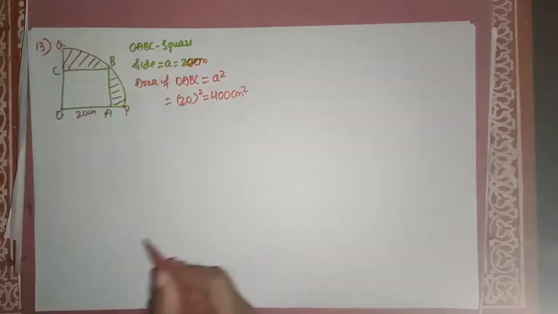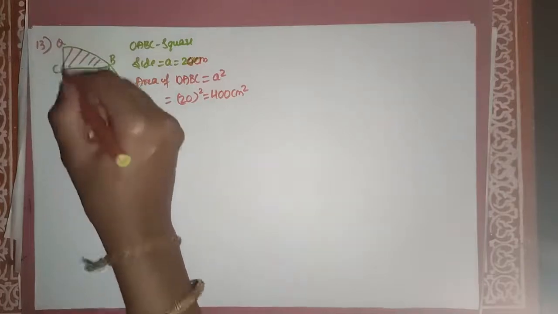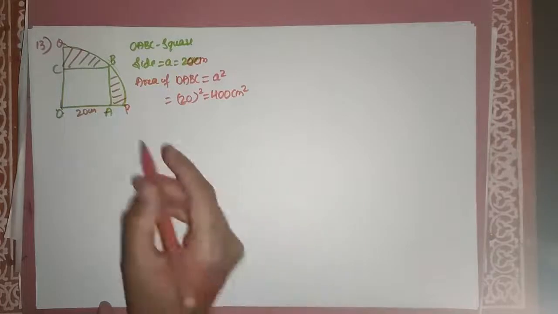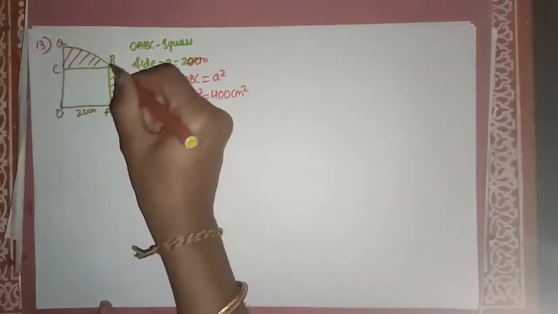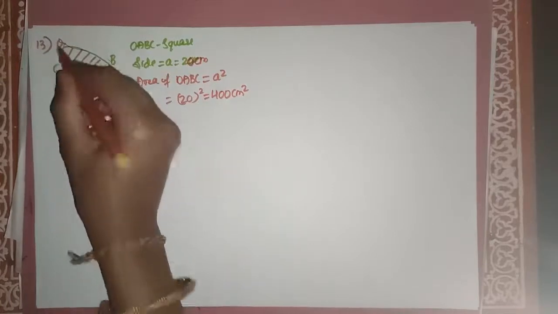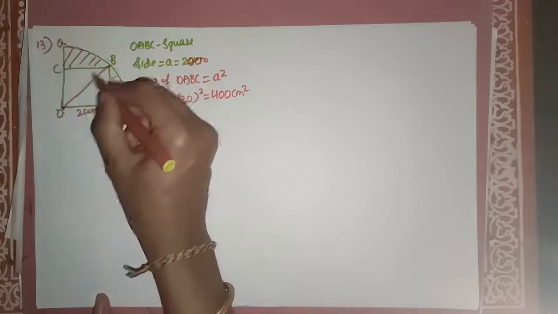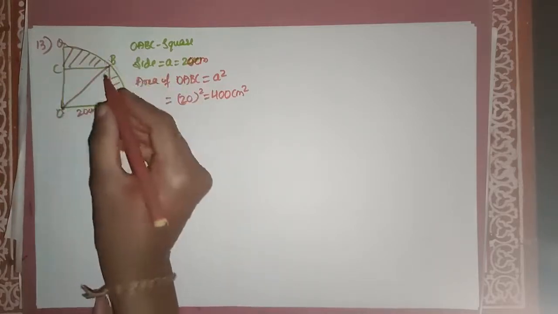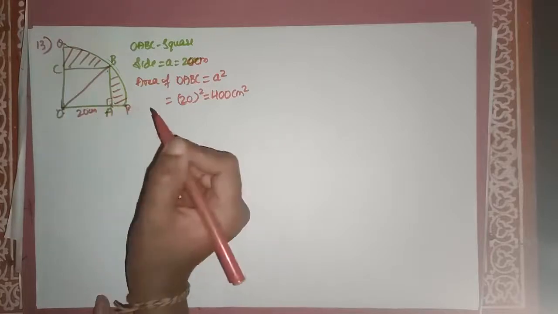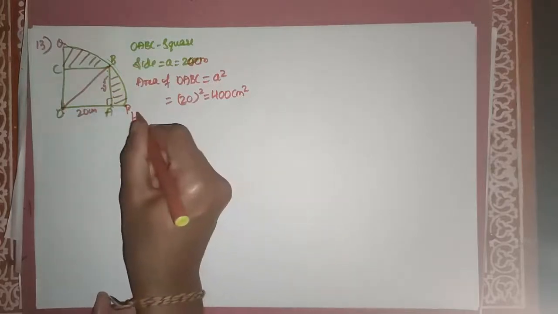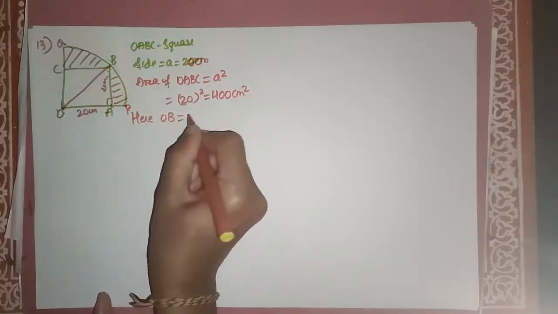Then we need to find out the area of the quadrant. The area of a quadrant is pi r square by 4. So we need to find r; consider this is the radius and this is the radius. This is 20, so we don't know this value, but we can easily find it, because this is also 20 centimeter. We can easily find out OB, the radius of the circle.